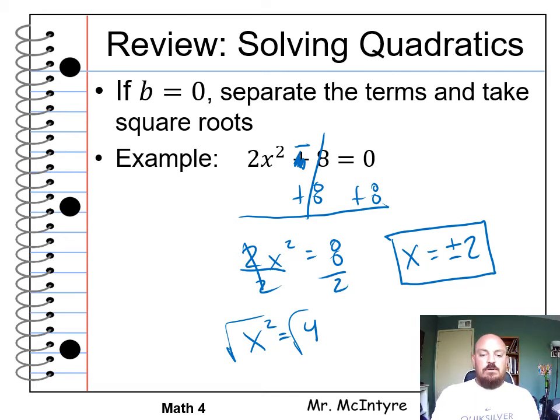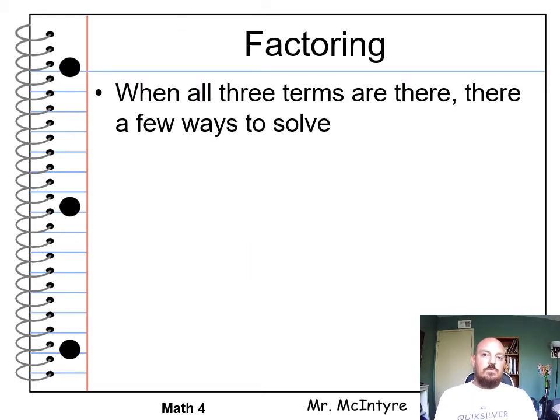But what we're going to really focus on is when all 3 terms are there. So we have our ax squared plus bx plus c. Every term is there. Maybe it says 2x squared plus 3x minus 10 equals 0. There are a few ways to solve. I'm going to go over 2 of them with you.